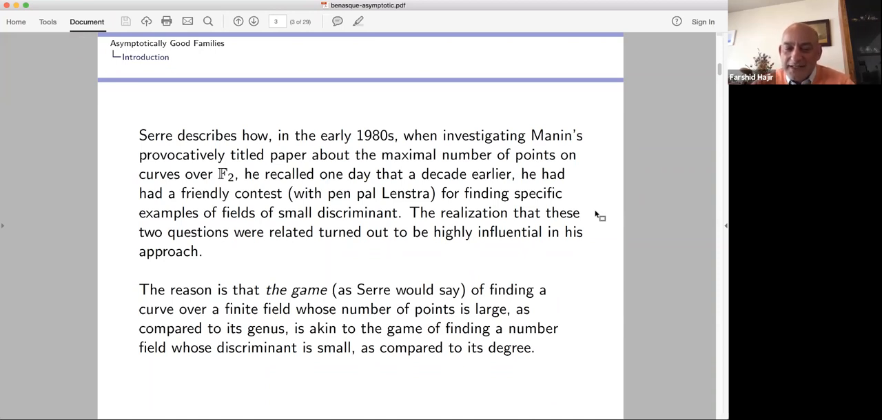And it's not just a similarity, there's actually a lot going on there. Finding a curve over a finite field with a lot of points, like if someone says, I have a curve over F5 with 1,000,000 points, you're probably going to be impressed, but you may not be as impressed if you ask them what the genus is for the curve, right? If the number of points is large as compared to the genus, it's a similar game to finding a number field whose discriminant is small. And what do you mean by small? Well, compared to the degree. So this is the source of the analogy that I'll be talking about.